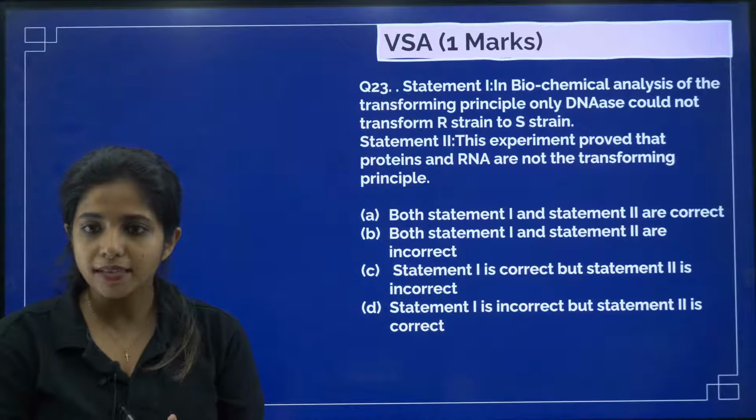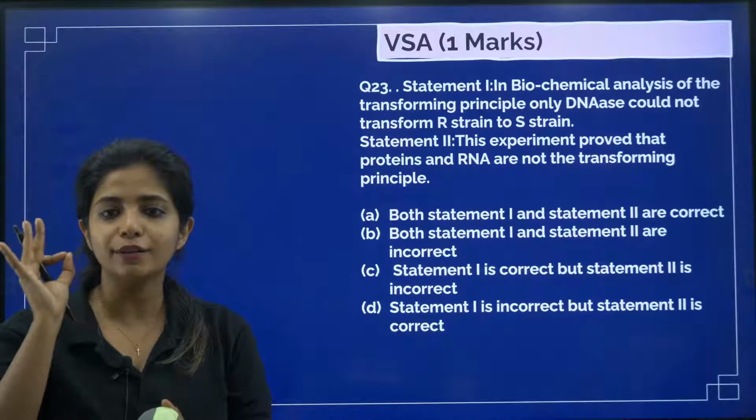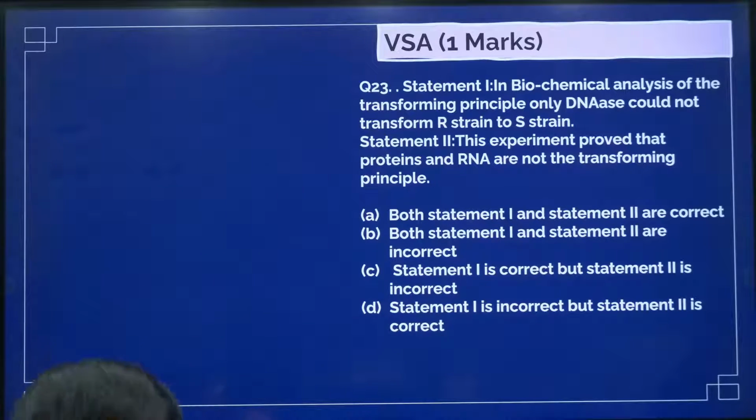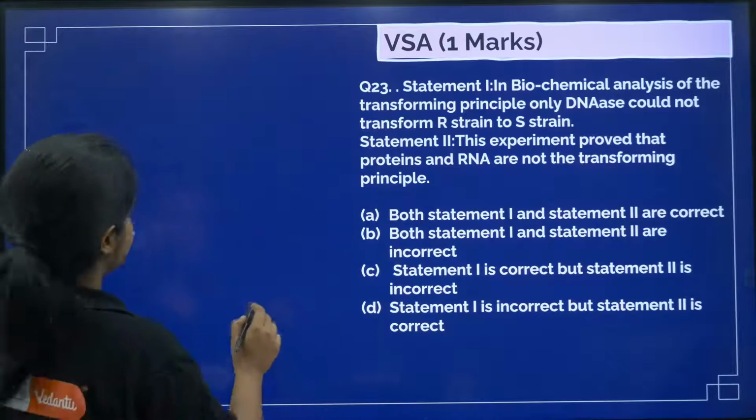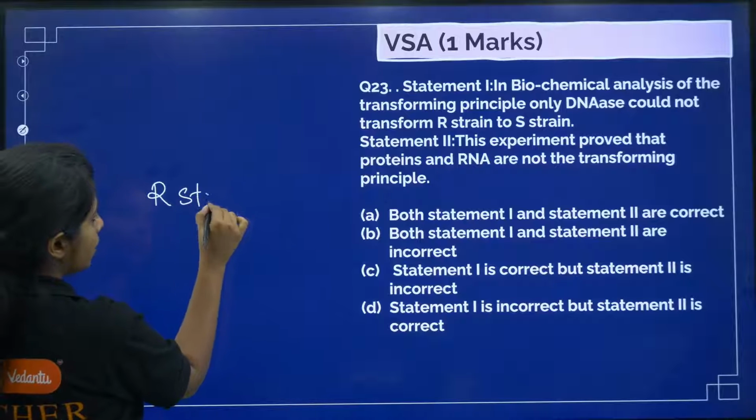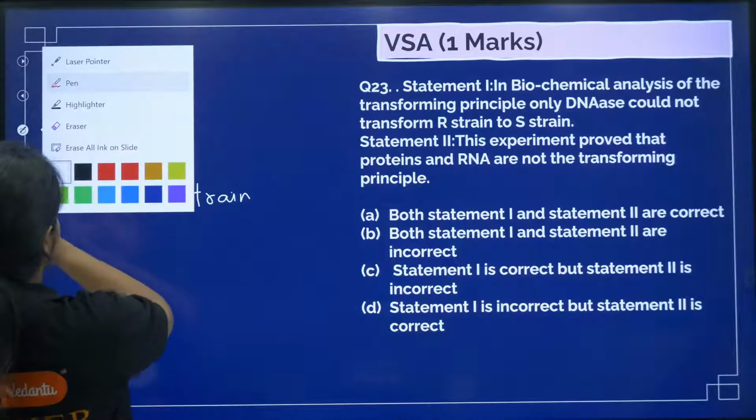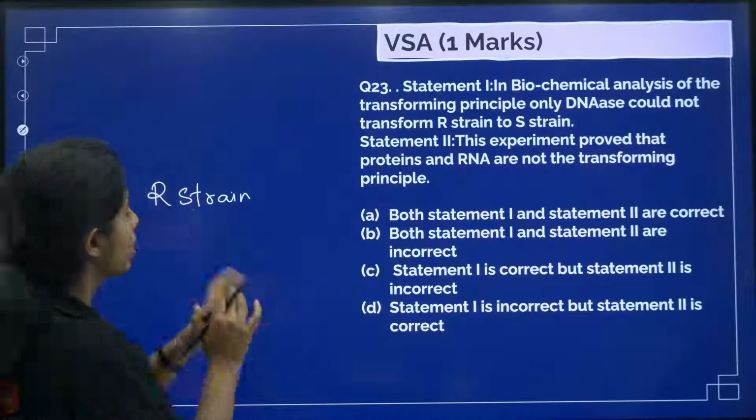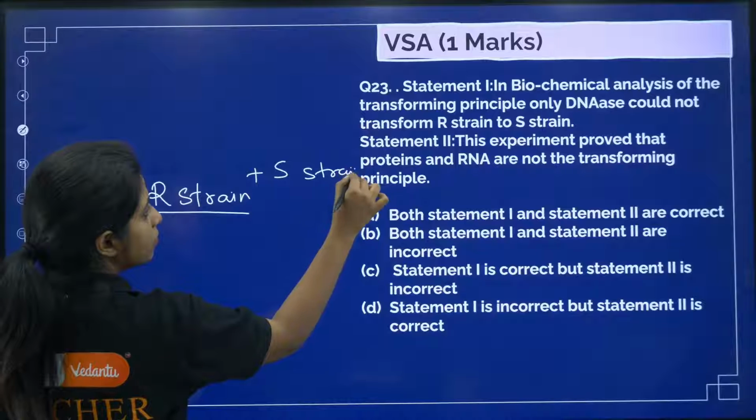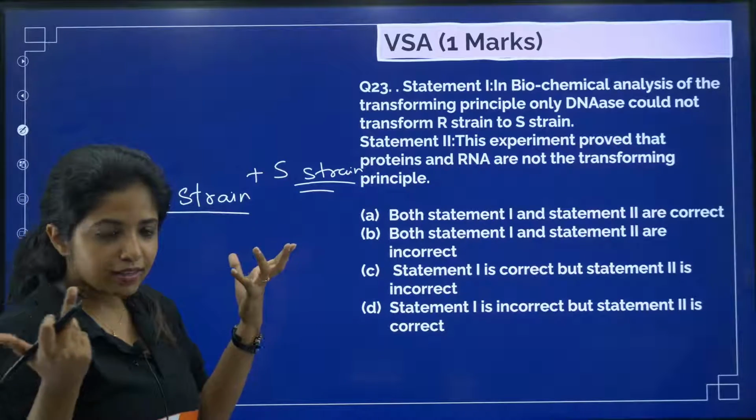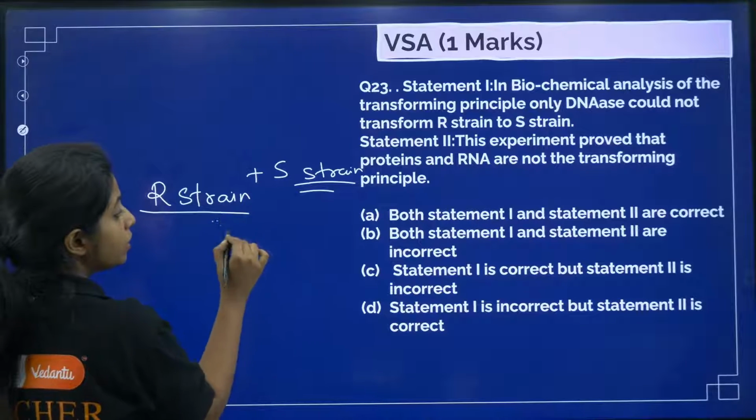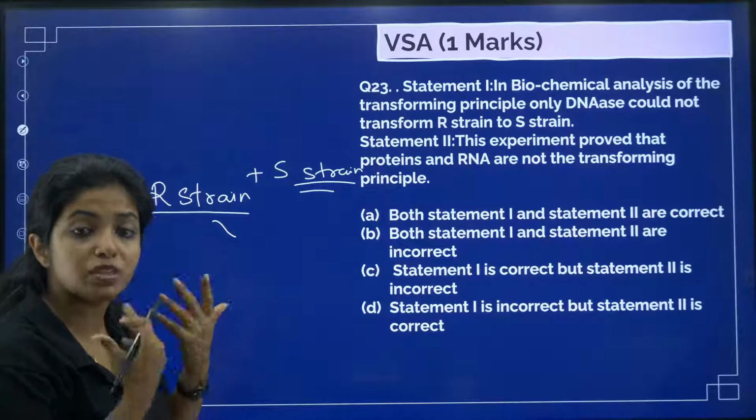In biochemical analysis of transforming principle, only DNase could not transform R strain to S strain. So, I told you the mice were given a strain, that is the rough strain. Basically, when R strain was mixed with S strain, some problem was happening, such that this particular R strain was also getting converted to something that is not really good for the mice. It was killing the mice.